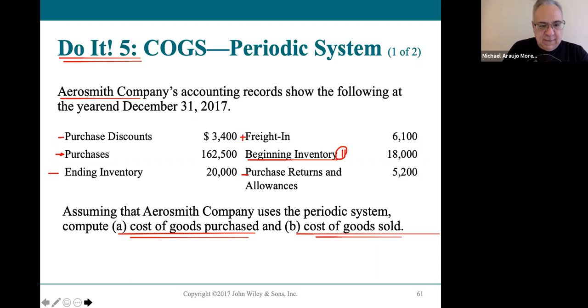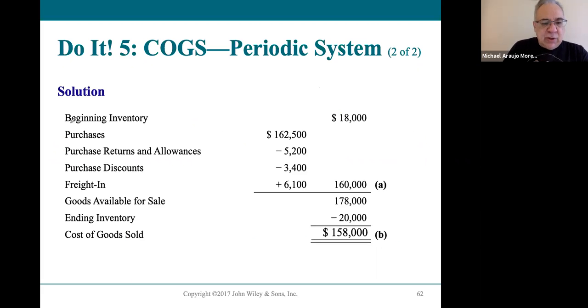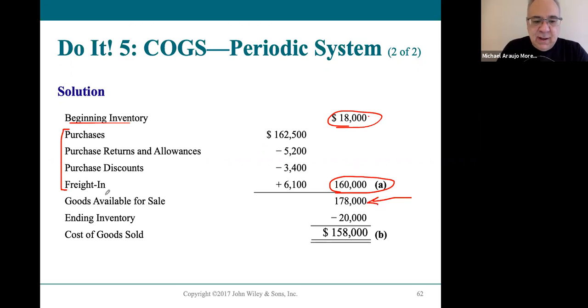So how does it look in the table? You start with beginning inventory. You take your purchases. You subtract out your returns and allowances, subtract out your discounts, add in your freight. So you bought $160,000 worth of goods. Adding it to the beginning inventory gives you the total amount available for sale. Subtract out your ending inventory. The difference is not there. We assumed it's sold. Cost of goods sold.